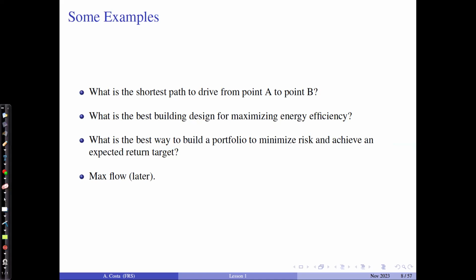Some examples of optimization problems are, for example, the shortest path. If you are driving from point A to point B, maybe you use your navigator and it finds the shortest path. This is an optimization problem, the shortest path problem. You may have other examples, for example in architecture, in civil engineering, in finance, there is the risk minimization portfolio, right? So you have an expected return and you want to minimize the risk. And then there is the max flow later. As I said, it will be at the end of the lecture.